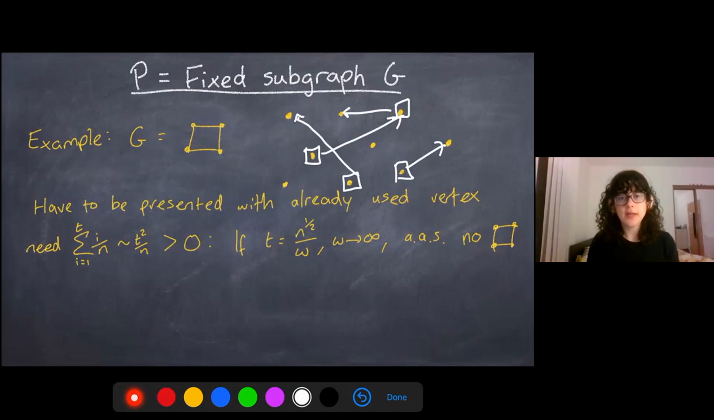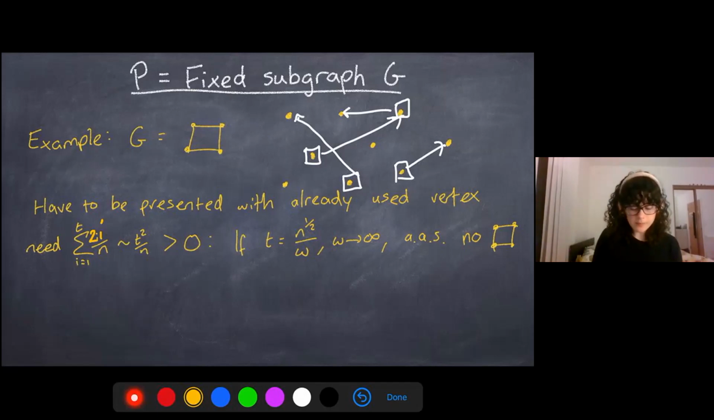Okay, so what do we need to be presented with an already used vertex? There's this little calculation here. So at time step i, what's the probability that the random process picks a vertex that was already seen? Oh, there's a mistake here. This should be a 2 here. What's the probability the random process presents us with a vertex we've already seen? Well, it's 2i over n, because there are at most 2i vertices that have an edge from them. So at time i, there are at most 2i vertices that have an edge from them. The probability that the random process picks one of them is 2i over n.